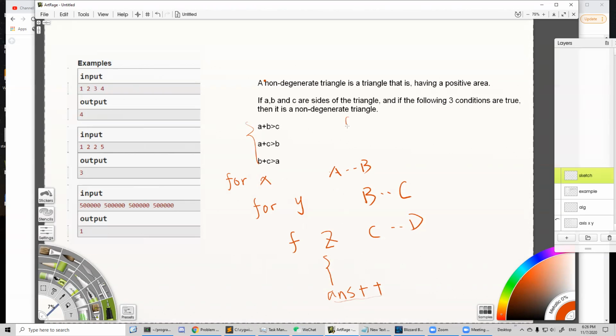So the time complexity of this solution is L to the power of 3, right? That is not good enough for our problem.